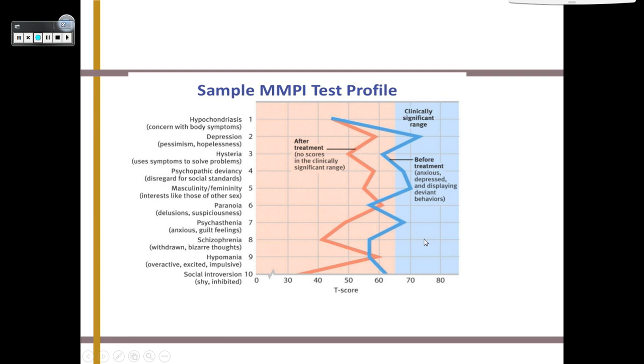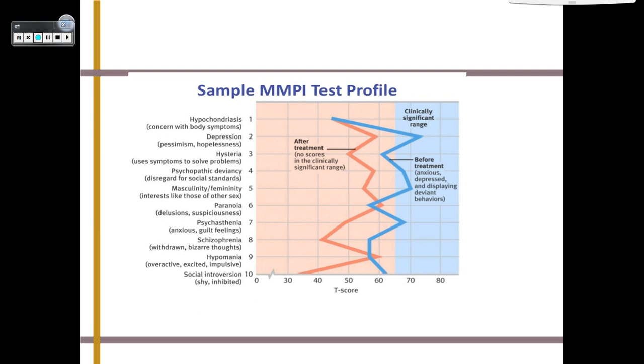So let's take a look at the different clinical scales that you might score on. There's hypochondriasis, concern with different body symptoms, depression, hysteria, psychopathic deviancy or a disregard for social standards like laws or norms, masculinity or femininity, paranoia, psychasthenia, which is just anxiety, schizophrenia or having strange thoughts, weird magical thinking, hypomania, being overactive or excited, being very impulsive, and the opposite, social introversion, being shy or inhibited.